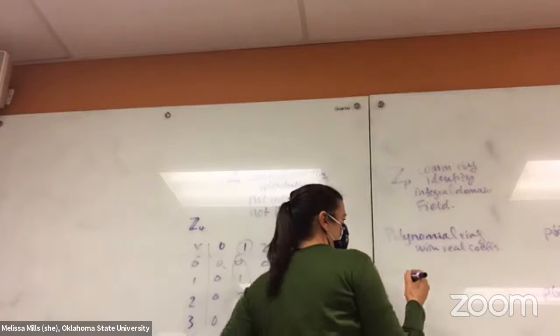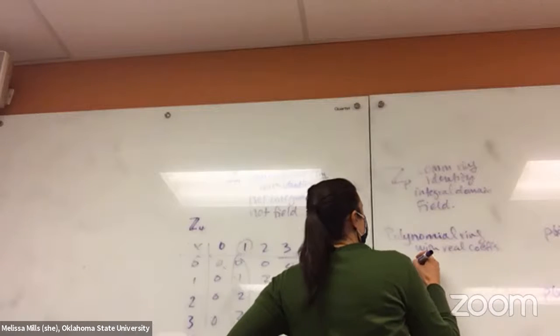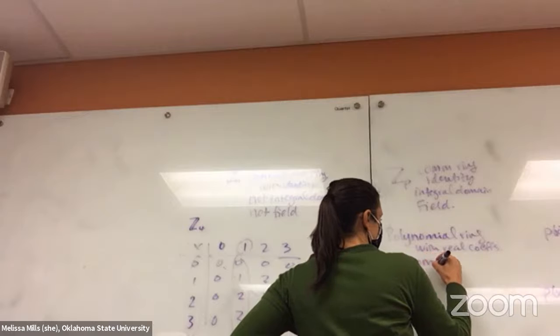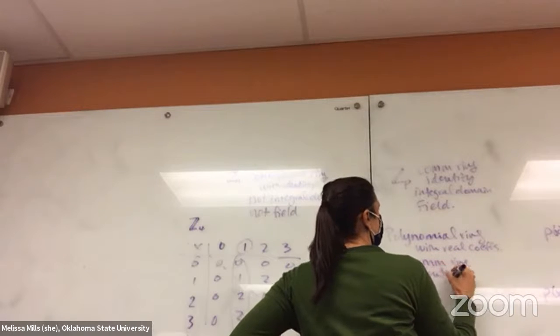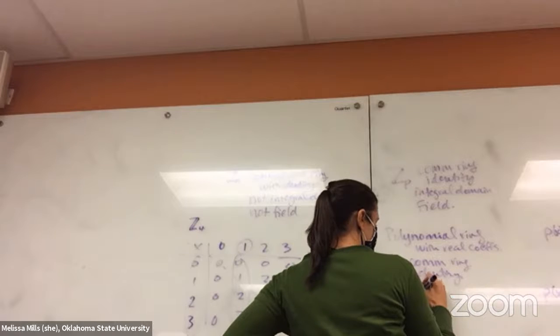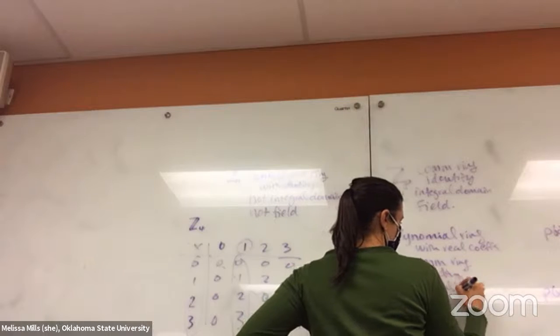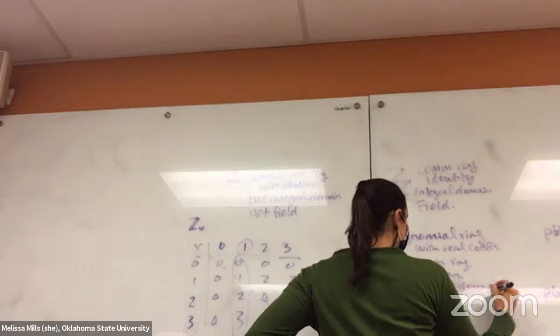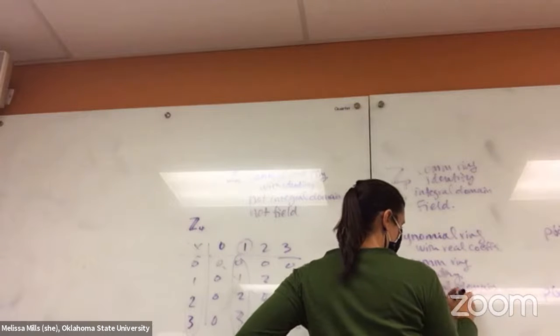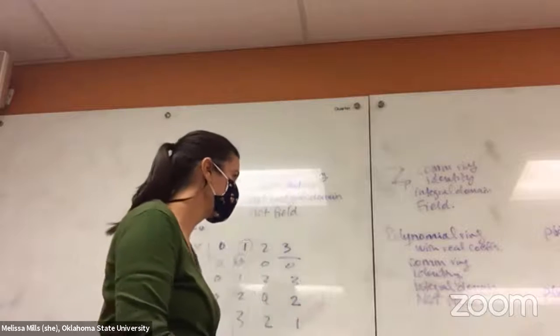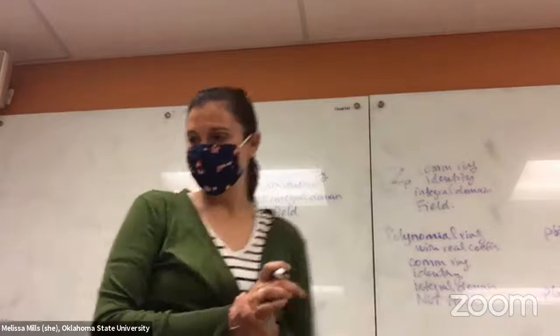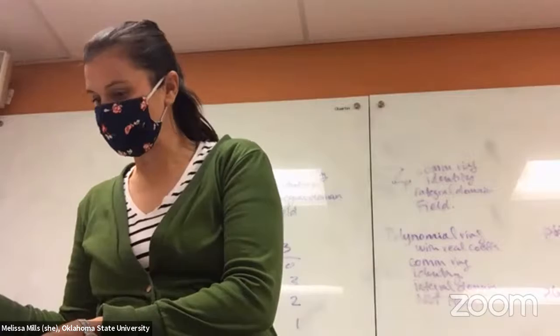So for polynomials with real coefficients, it is a commutative ring. It has identity. It is an integral domain. But it is not a field. Yeah, not a field. Okay. What else do we have here?